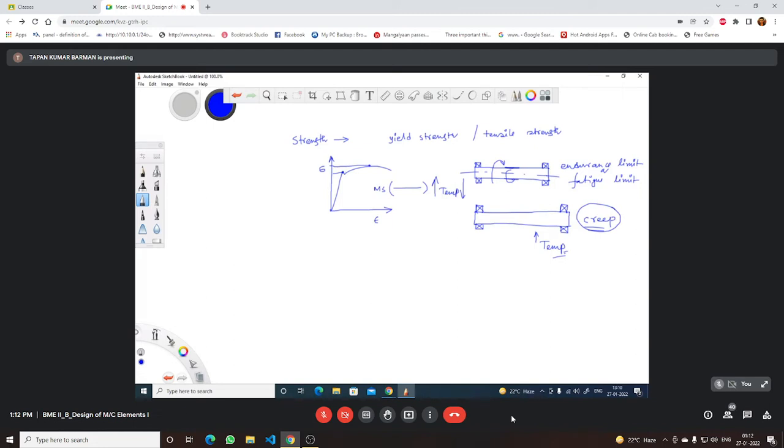So there are different things: load, maybe environment, maybe material. Depending on, we have to consider the appropriate strength, and strength is basically one fundamental design consideration in any design. Is there any question from your side? No, sir.